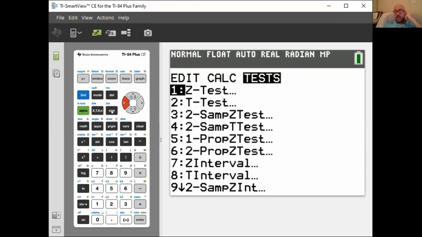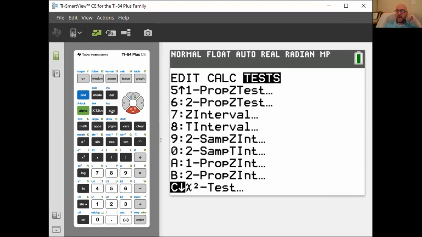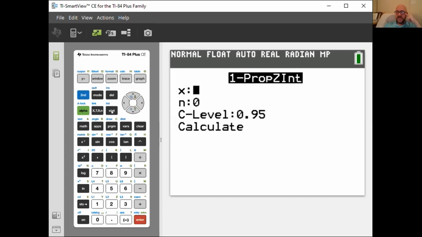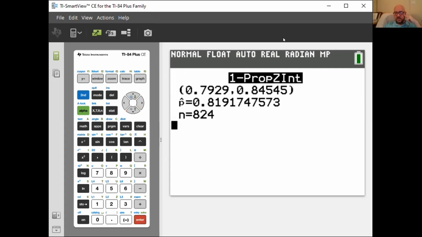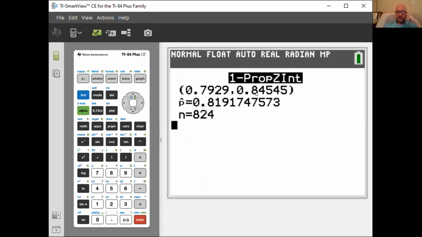So this is a 1 proportion Z interval, which is down here. 1 prop Z int is the one we want here. We will eventually use all these other ones too, but for right now, single proportion, and we're making a Z interval. X and N. That's all we want. 675 out of 824. Confidence level 95%. 0.7929, 0.8454. Notice that those are exactly the same thing we got.